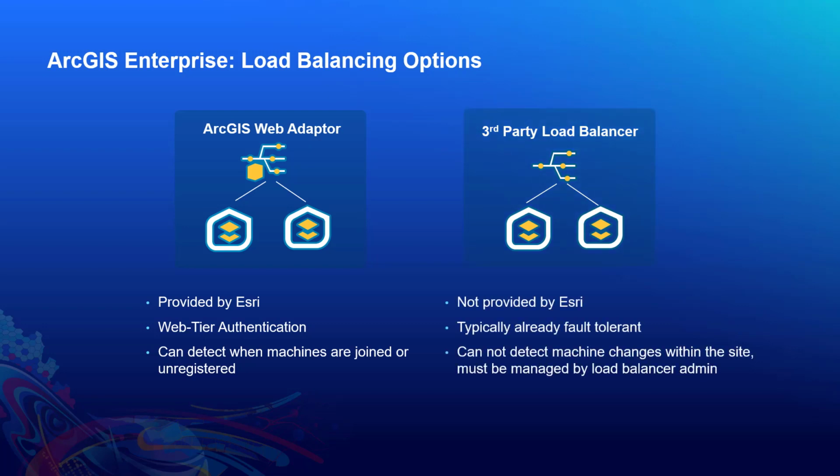A third-party load balancer is not provided by Esri, and it's a commercial load balancer like F5 Big-IP, Barracuda, HAProxy, or Nginx. And these, normally they're already fault tolerant. Now the challenge with them is that they can't really detect when the machines change within the site. For example, you're auto-scaling and you add a server machine to the site. Well, you need to make sure that the load balancer is aware of that update. If you register a new portal machine or unregister that machine from the portal site, again, you need to make sure that the load balancer is aware of that change.